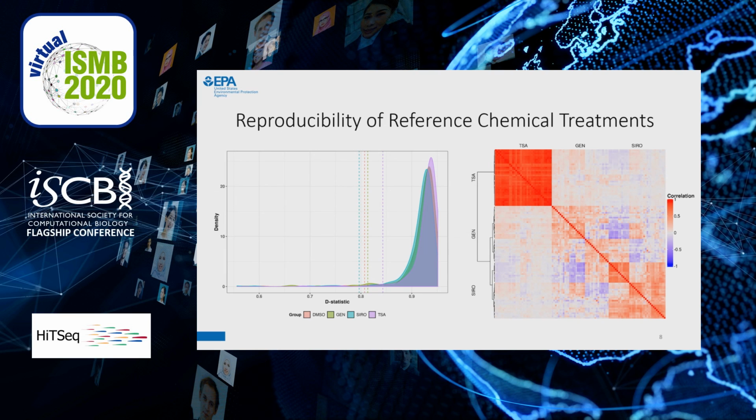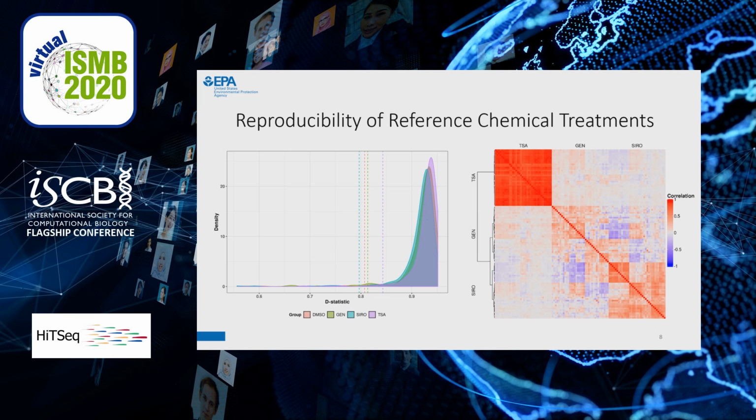In addition to the quality control metrics shown previously, we also performed correlation analysis using log counts per million and with DESeq2 moderated fold changes for all reference samples. Here I will describe the results for the reference chemical treatments, trichostatin A, genistein, and sirolimus. Please refer to Figure 3 for a summary of the results for the reference RNA and bulk lysate samples.